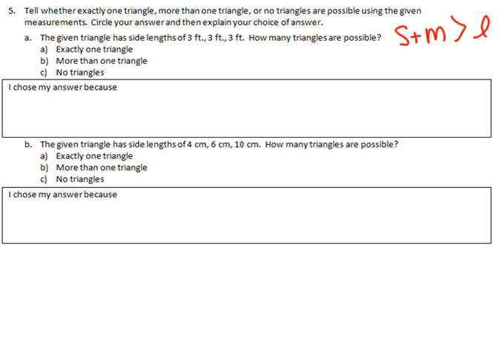So for part A, let's test and see if this works. We're going to add 3 plus 3, and we need to make sure that that is greater than the third side of 3. 6 is greater than 3, so that means we do get a triangle. This is actually going to be a specific type of triangle. If all sides are exactly 3 feet, that's going to be an equilateral triangle. So we can use that to write in our answer.